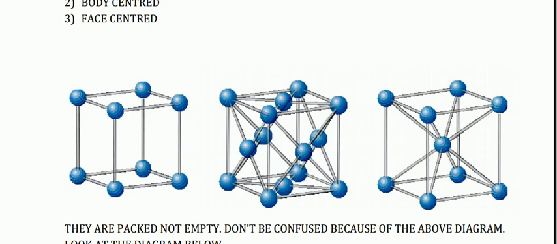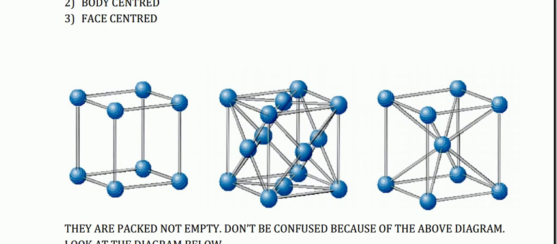The third one is body centered. So what do you mean by body centered? You have atoms at all the corners and you have just one atom at the center. So this is called the body centered cubic lattice. Agreed.